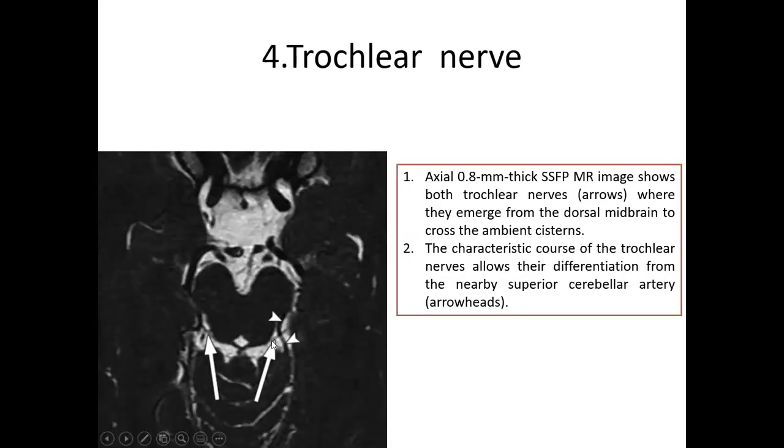Trochlear nerve is originated from the posterior part of the midbrain and traverses the ambient cistern. This is called ambient cistern. Lateral to the midbrain is called ambient cistern, where it crosses the ambient cistern. This is the superior cerebellar artery, and this is the trochlear nerve or fourth nerve.